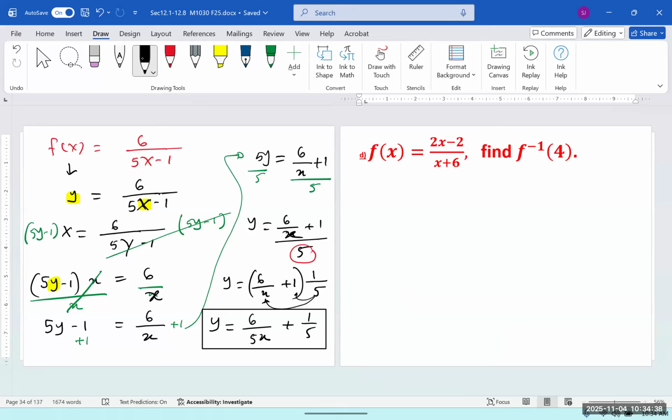Actually, you can do this two ways. Y equals 2x minus 2 over x plus 6. And then what? We swap. So in this example, you have to swap two things. I mean, three things. X equals 2y minus 2 divided by y plus 6.